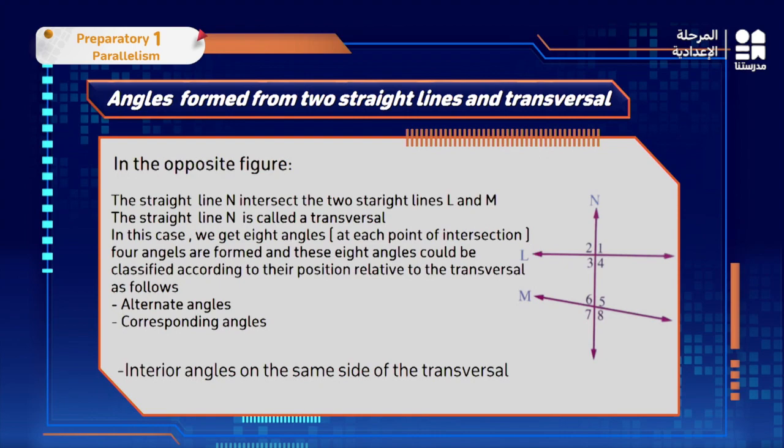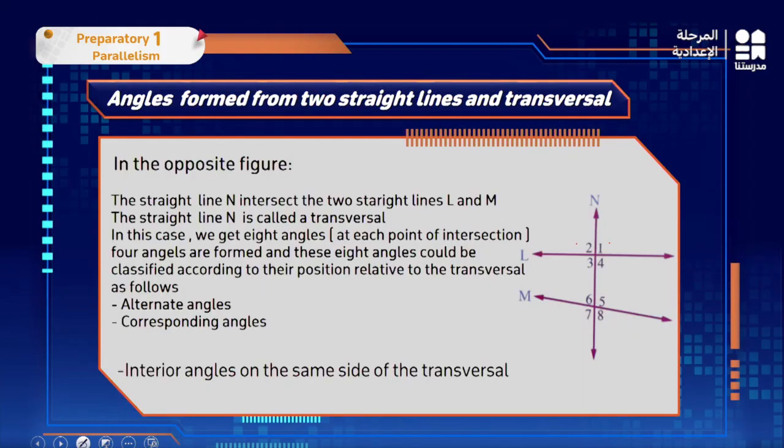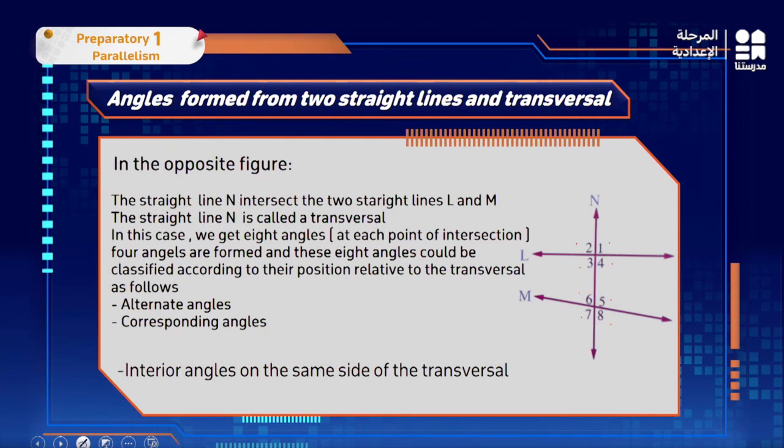Let's count them here. 1, 2, 3, 4, 5, 6, 7, 8. Yes, we got 8 angles. In this case, we got 4 angles at each point of intersection, and these 8 angles could be classified according to their position relative to the transversal as follows. Number 1, alternate angles, and we are going to talk about each one of them. The second one, corresponding angles. The third is for interior angles on the same side of the transversal.